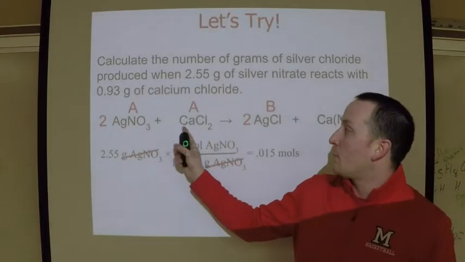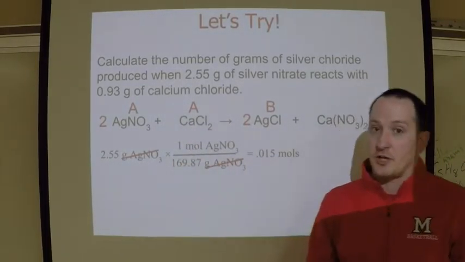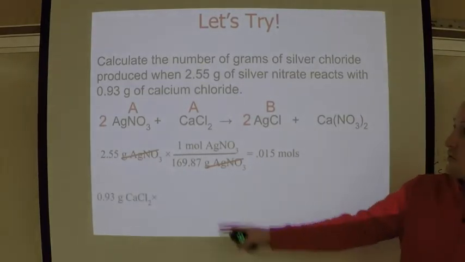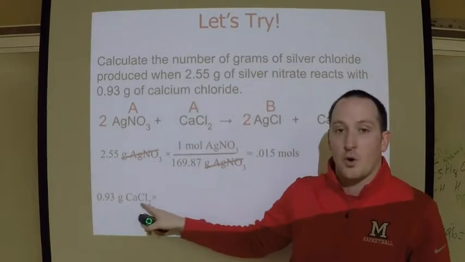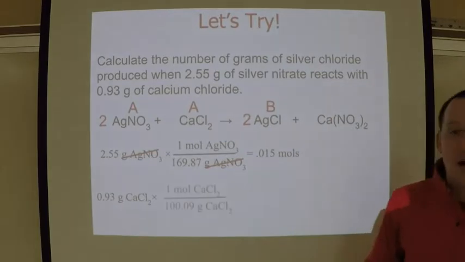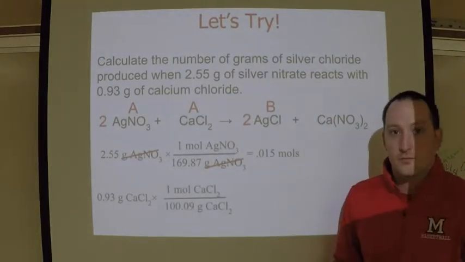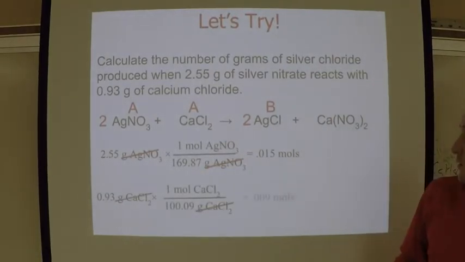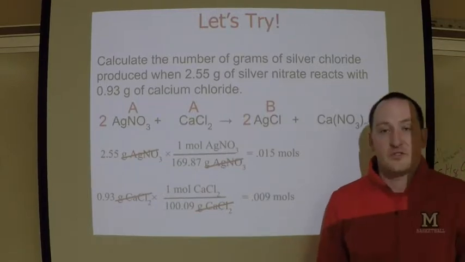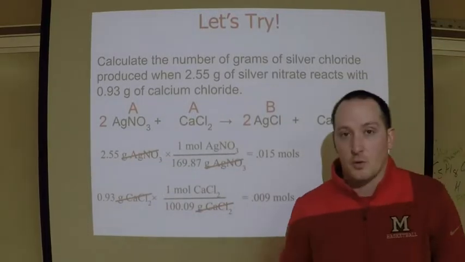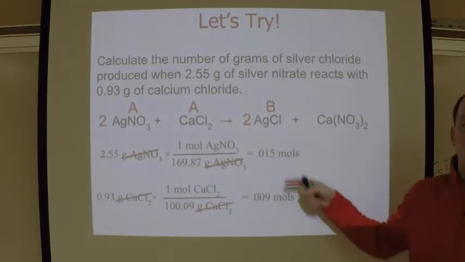Now I'm going to find my moles of calcium chloride because that's my other given substance. So I started with 0.93 grams of calcium chloride, and I'm going to divide by its molar mass to get to moles. I have 0.009 moles of calcium chloride. I now have moles of each substance.